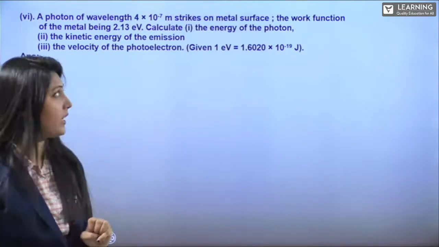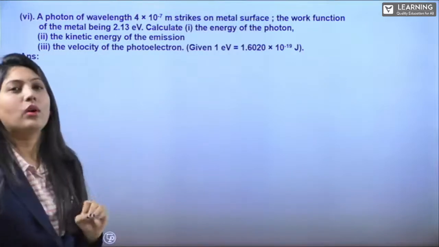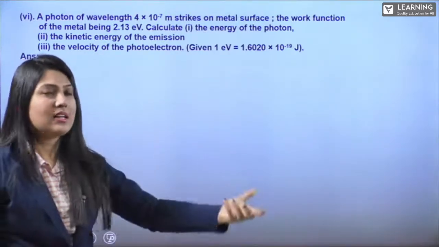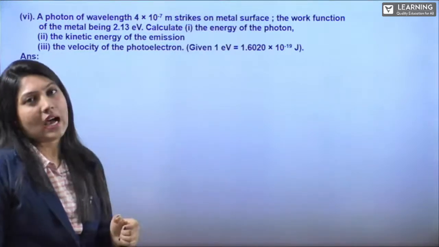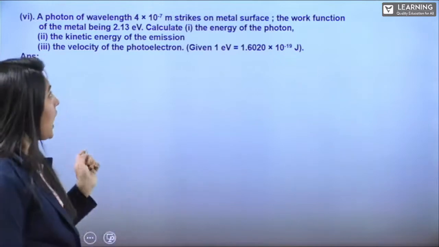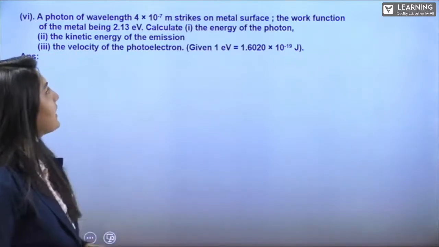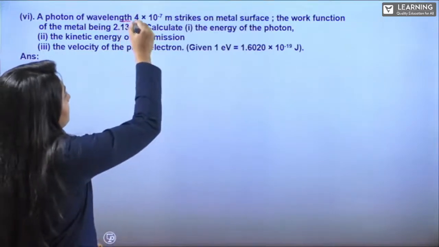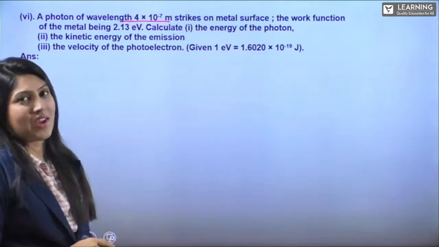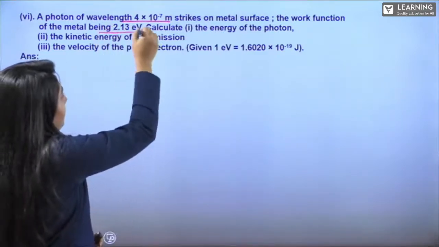Kinetic energy we need to find out. We need to find the energy of the photon and also the velocity of the photoelectrons. Photoelectrons means how fast the ejected electrons are moving. The speed of the electrons we need to find out. So how to do this? What have they given? You can see the wavelength of the light which is striking is given, and the work function is given here.